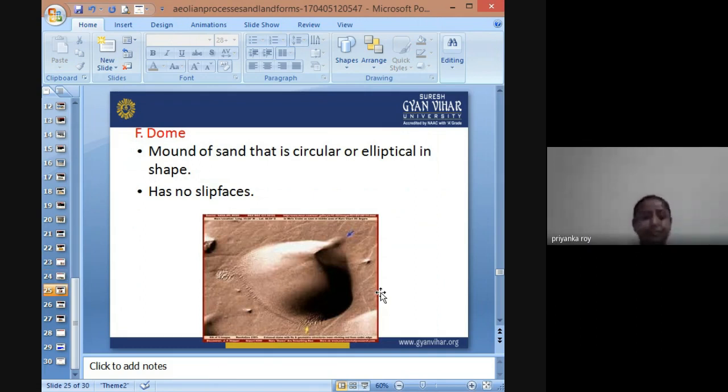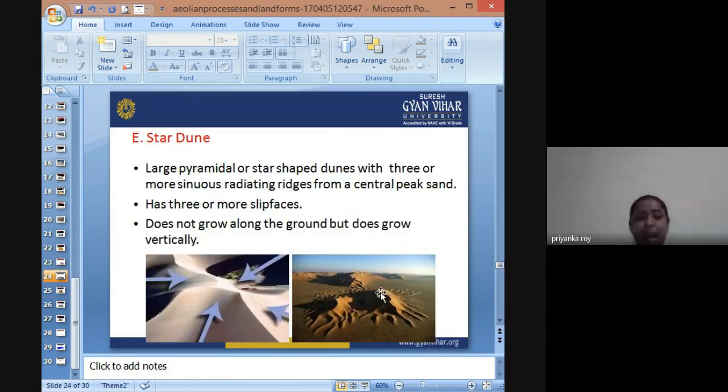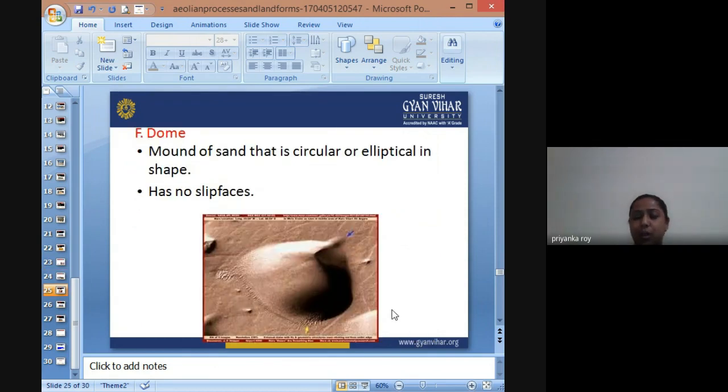Now, dome. Dome can also be called a mound of sand, which is circular or elliptical in shape and has no slip face. So if you compare this image and this image, they are very different. How can you see they are very different? See here, they have multifaceted arms coming out from the dune, whereas the dome is more round or elliptical in shape.